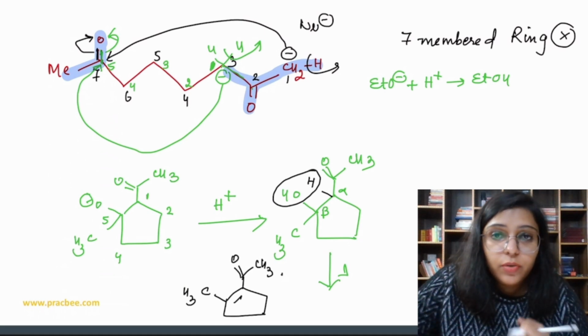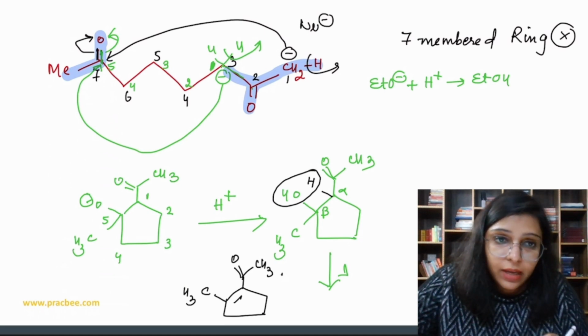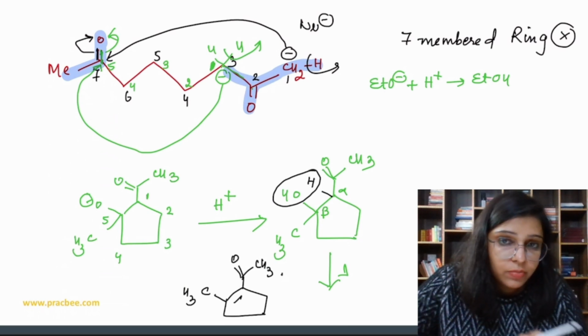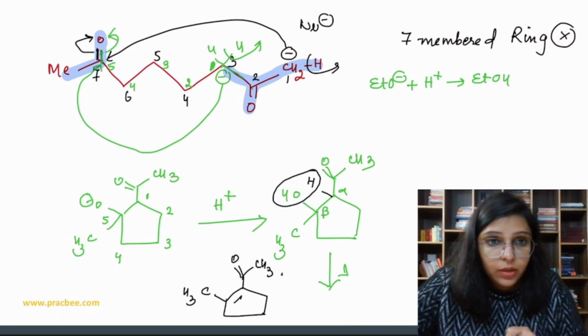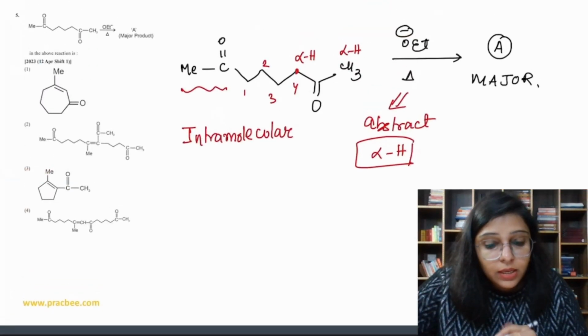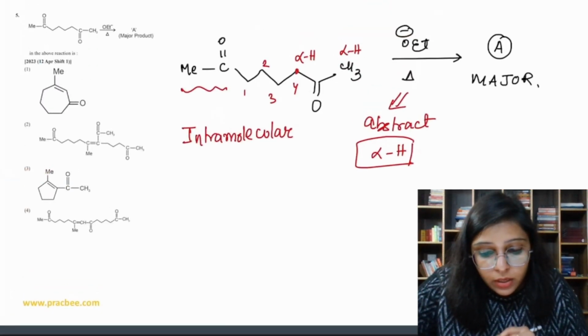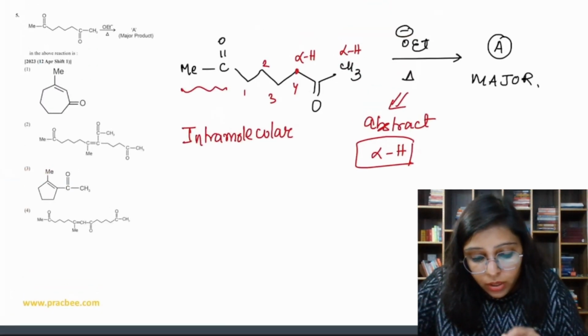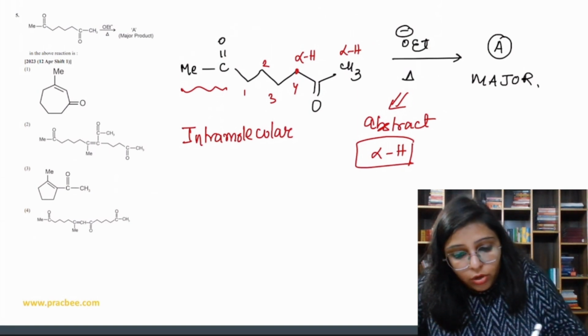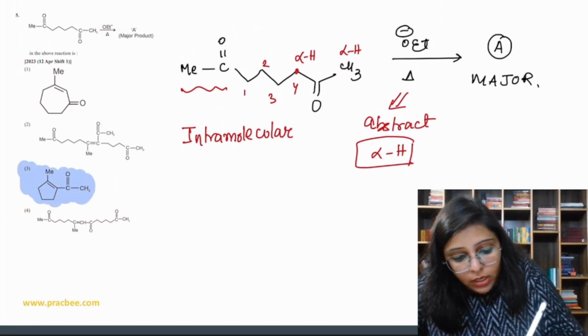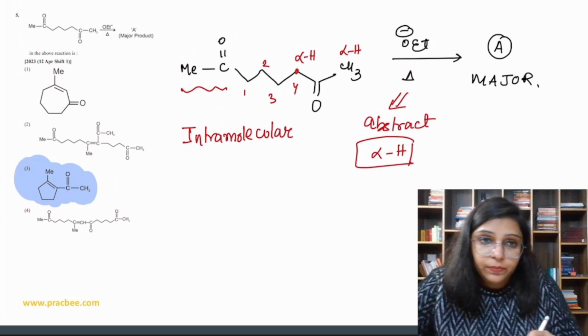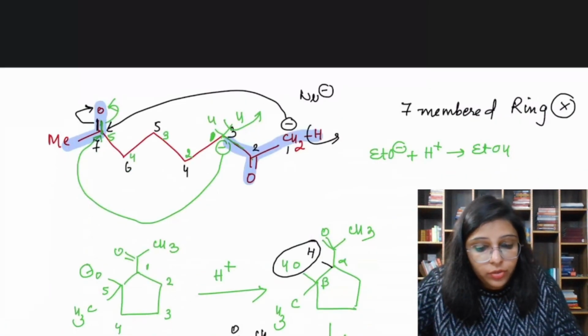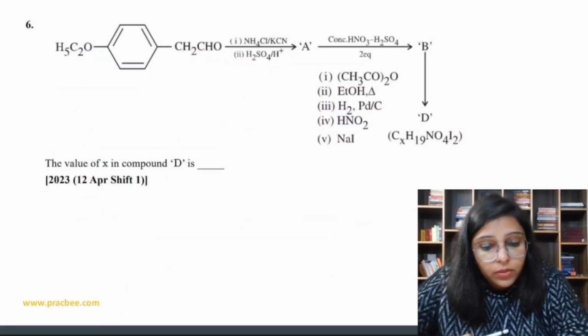Okay, but for intramolecular aldol we should be having dilute NaOH, KOH, but this is the similar thing, right? This is going to be the similar thing. Okay. Now if we check which is the correct option, option 3 is going to be the correct answer. Now let's do next question. So next question is this.